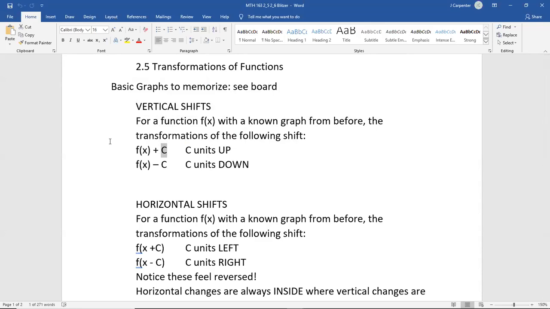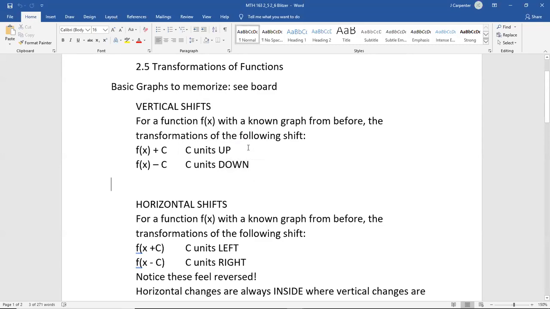So if you see a chunk of a function that you know what the graph is. So if you have, let's say, x squared plus c, you know it would look like that U shape, but you're going to take the U shape and you're going to move it up by however much that number is. That kind of makes it feel like a y-intercept. In fact, it is exactly a y-intercept. Or if it's minus that number, then that means you're going to shift it c units down. And again, c just means whatever that number is.